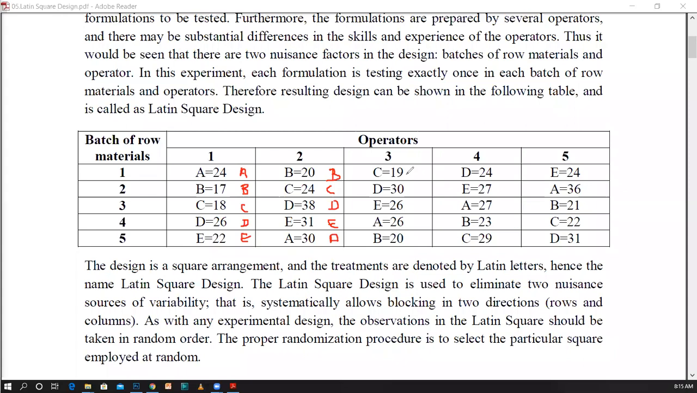Then if you go for the third column, the values start from the second-row letter. It is C, D, E, A, B. Using this technique, you can easily apply these treatments in a randomized procedure. Here D, E, A, B, and C. Here you can see the second letter is E. Therefore, E, A, B, C, and D. This is how these letters were assigned for the batches in the row-wise as well as in the column-wise.